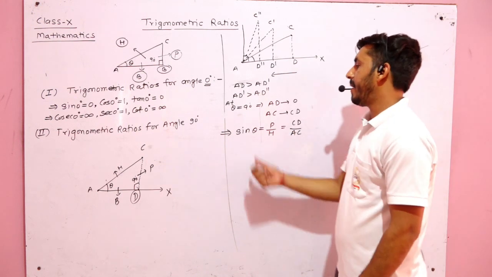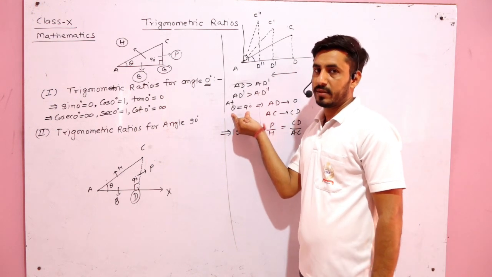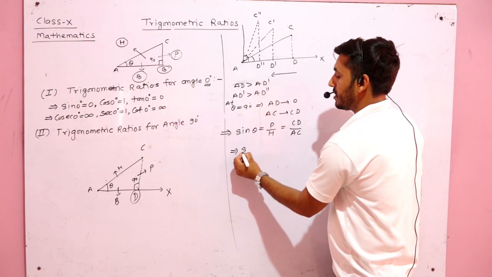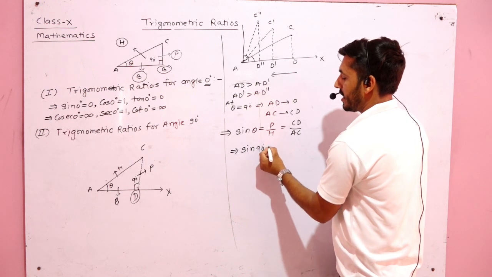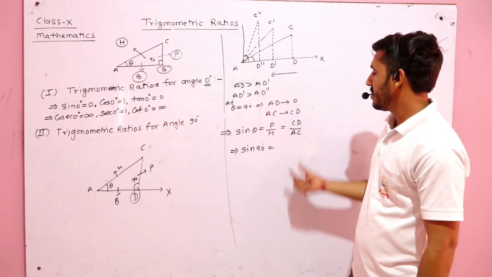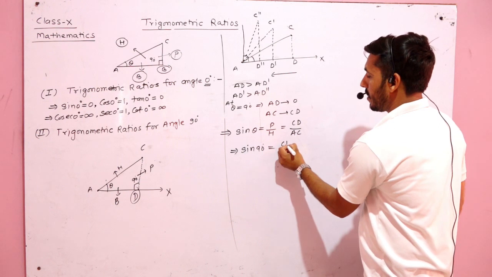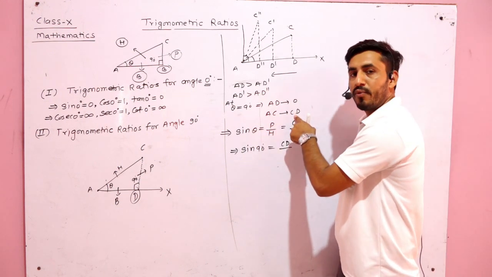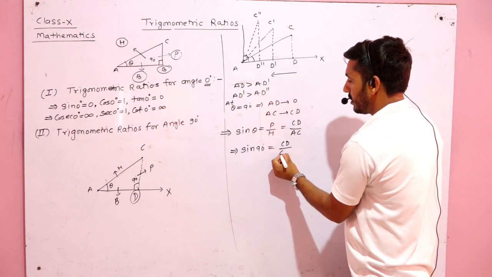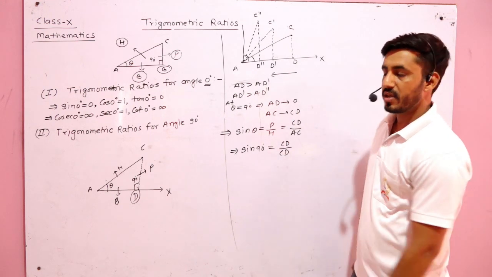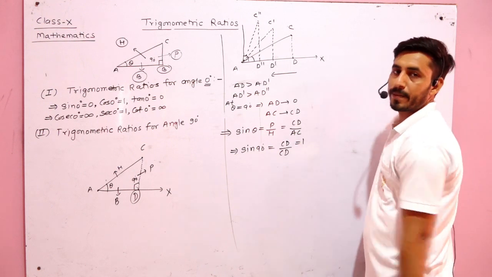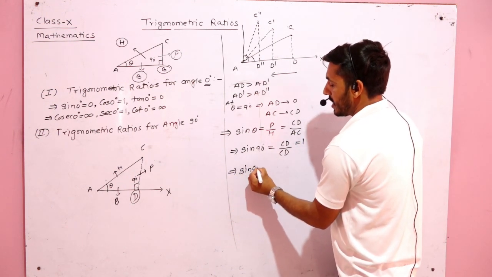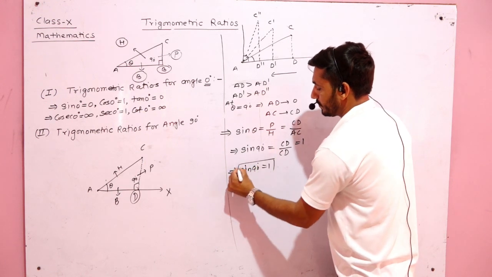And if I am taking theta as 90 degree, in this condition sine 90 degree is given as CD upon AC, and the value of AC is also moving towards CD. In the final situation AC will also be CD, then the value obtained will be 1. In this condition I can write sine 90 degree is equal to 1.